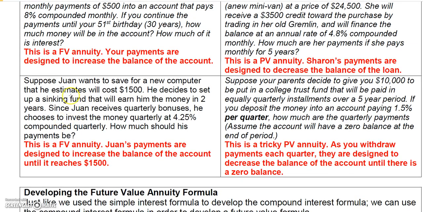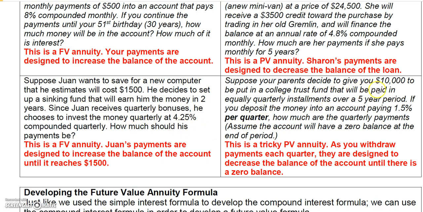Here, Juan is saving for a new computer, so he's investing money in an investment institution, and obviously as he invests his money, it's going to increase the balance in his account, so it will grow to what he needs it to grow to. It looks like $1,500. So this would be a future value annuity problem.